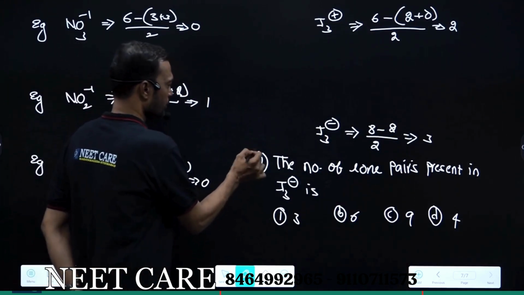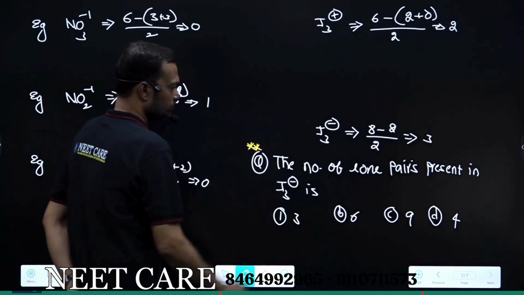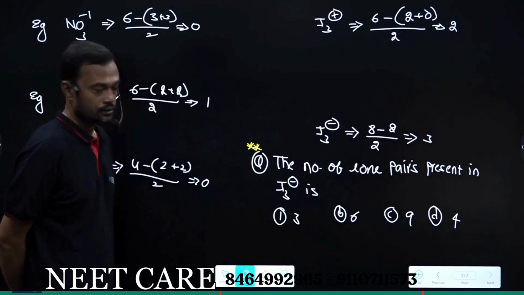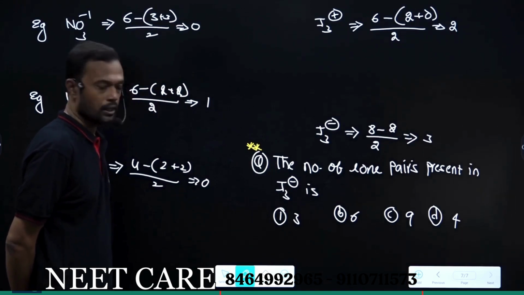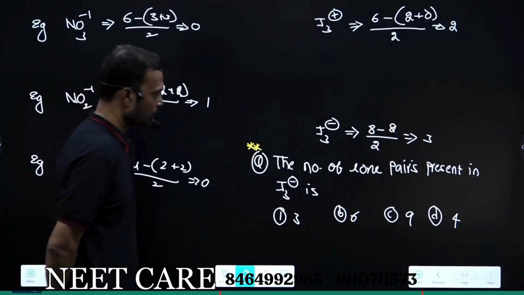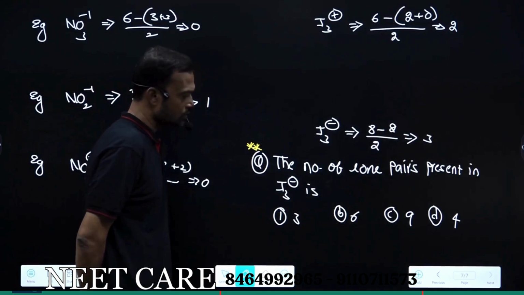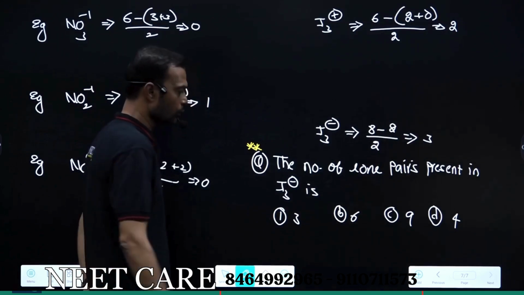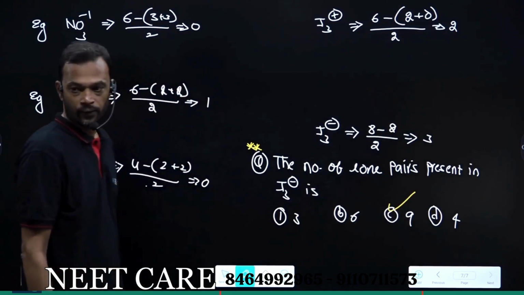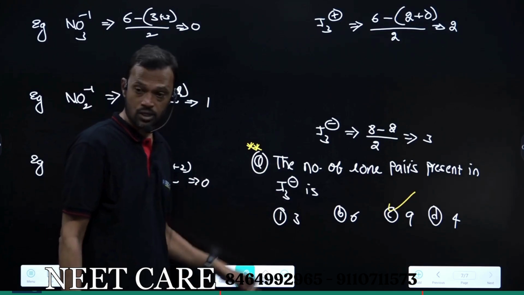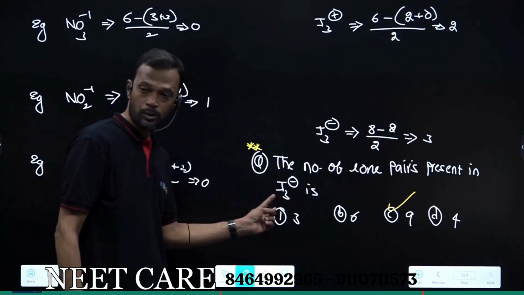So this is one of the questions given in exam. What is the correct answer? The number of lone pairs present in I3 minus 1. How many lone pairs are present? 3, or 6, or 9, or 4? 3 lone pairs, that is not right. The answer is 9. He was not asking about the central atom. He was asking how many lone pairs are present in this molecule.